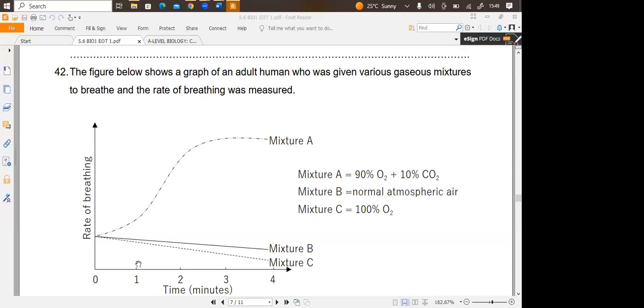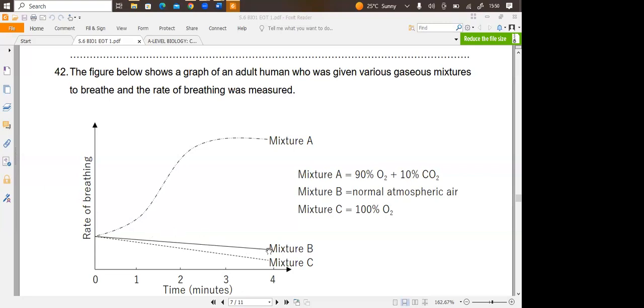Then now, let us interpret the data given to us. Here we have time in minutes. Then here we have rate of breathing. So we can notice that in mixture A, when the person was given mixture A to breathe, the rate of breathing was so high. So it means that mixture A increases the rate of breathing. Then when the person was given mixture B, this is normal atmospheric air, you can see that the rate of breathing kept on decreasing gradually with the time.